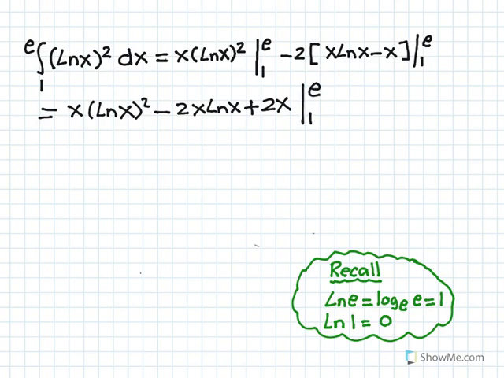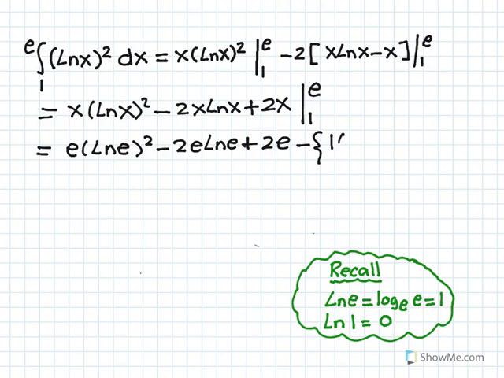Now let's apply the fundamental theorem of calculus. Put the upper limit in. We get e times (log e) squared minus 2e log e plus 2e, minus, now put 1 in, we get 1 times (log 1) squared minus 2 times 1 log 1 plus 2.